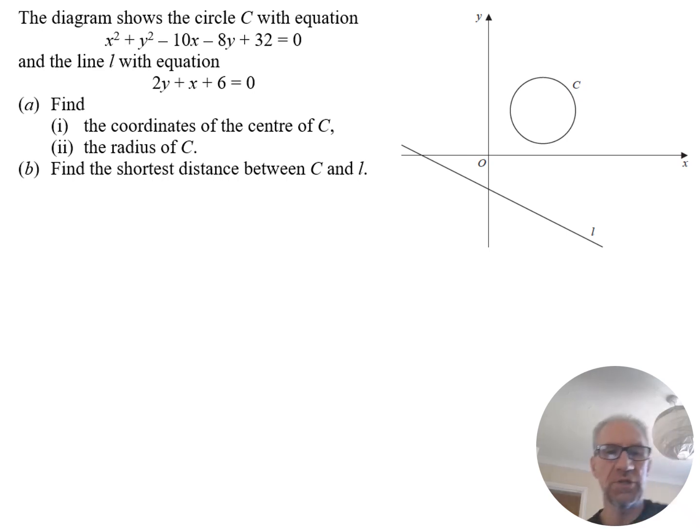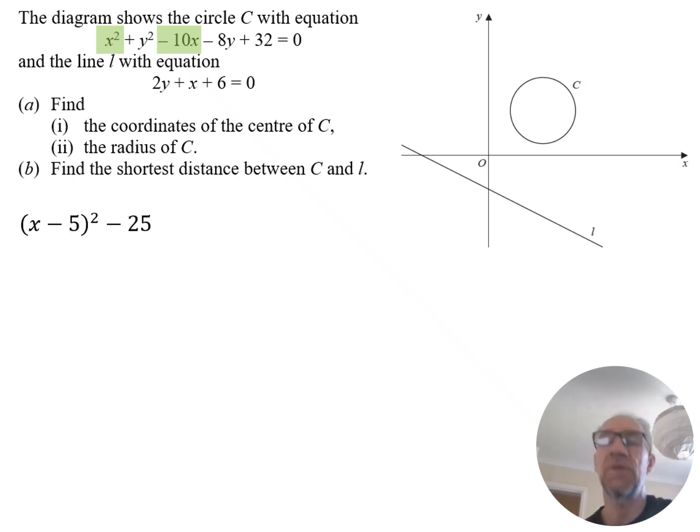Right, the circle question shows the circle with that equation, and that line. We've got to find the centre and the radius, and then the distance between the circle and the line. First of all, we're going to complete the square on the x's. We need it in the correct format to get the radius and the centre.